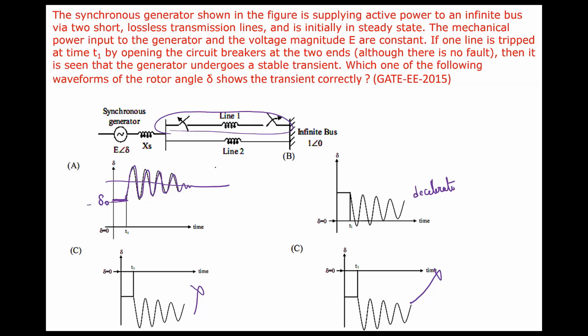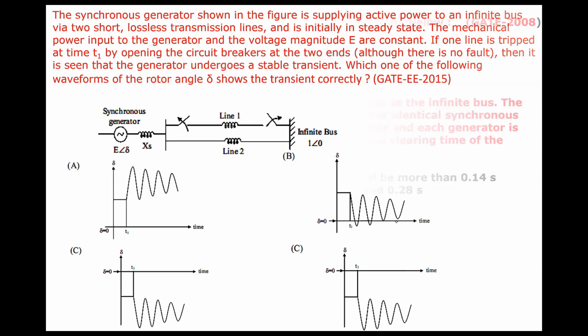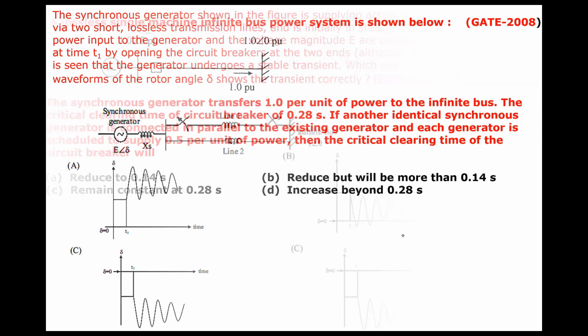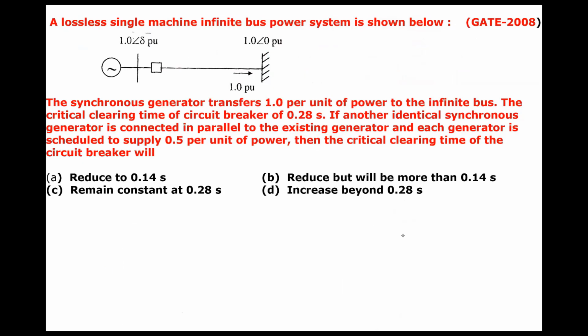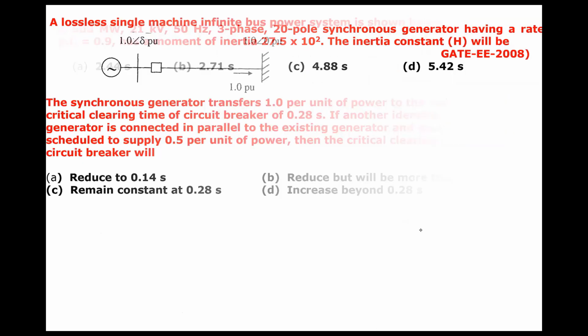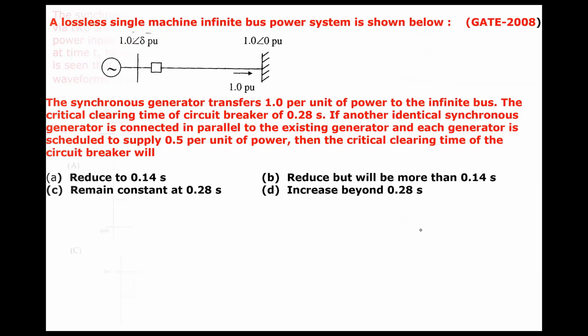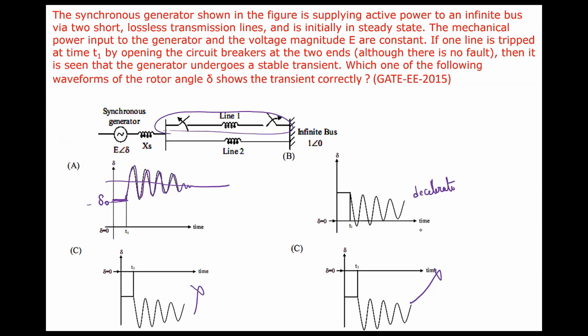whether, because of this fault, the rotor is accelerating or decelerating. If one of the parallel transmission lines trips, then the curve will shift, as we have already seen, from which curve to which curve? PE1 to PE3. So the rotor will accelerate.